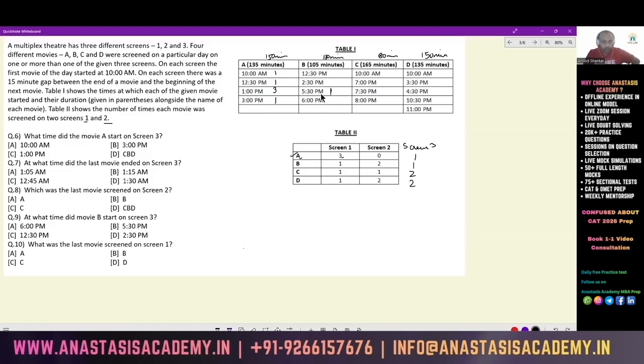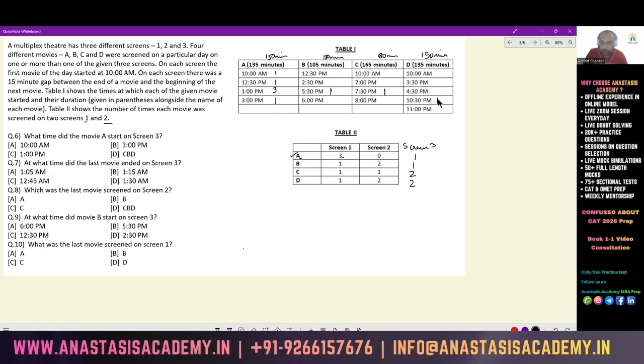The next movie that starts on screen 1 should be 2 hours after this. So 5:30 plus 2 hours, 7:30. The next movie on screen 1 will be at 7:30. D is not at 7:30. C is at 7:30. So the next movie on screen 1 will be C at 7:30. Now from 7:30, it will take 3 hours, after which the next movie on screen 1 can be shown. So 7:30 to 10:30 we need to go.